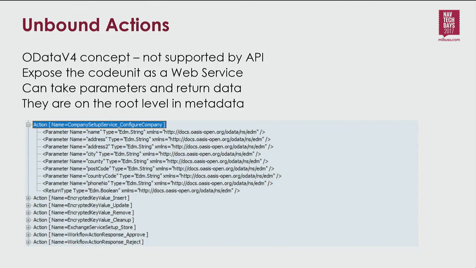It is listed on the bottom. Unfortunately, these are not supported by the APIs. This is only an OData v4 concept. So you can use it from your own extensions. You can simply publish a codeunit as a web service, and it's going to pop up as an unbound action. And the interactions with the unbound actions are the same as they are with the bound actions.